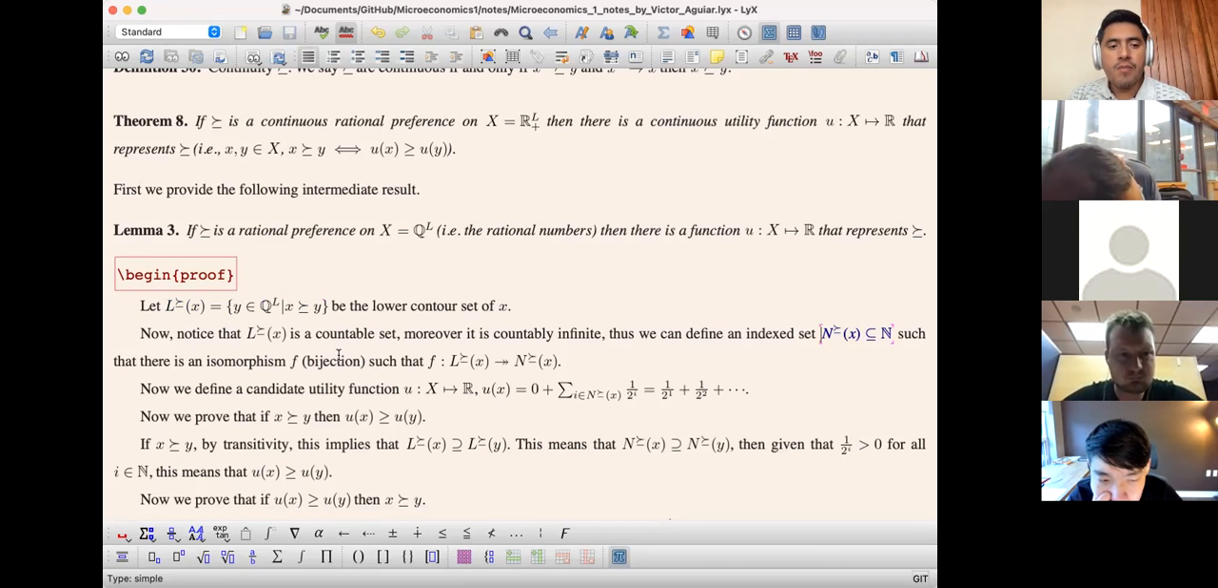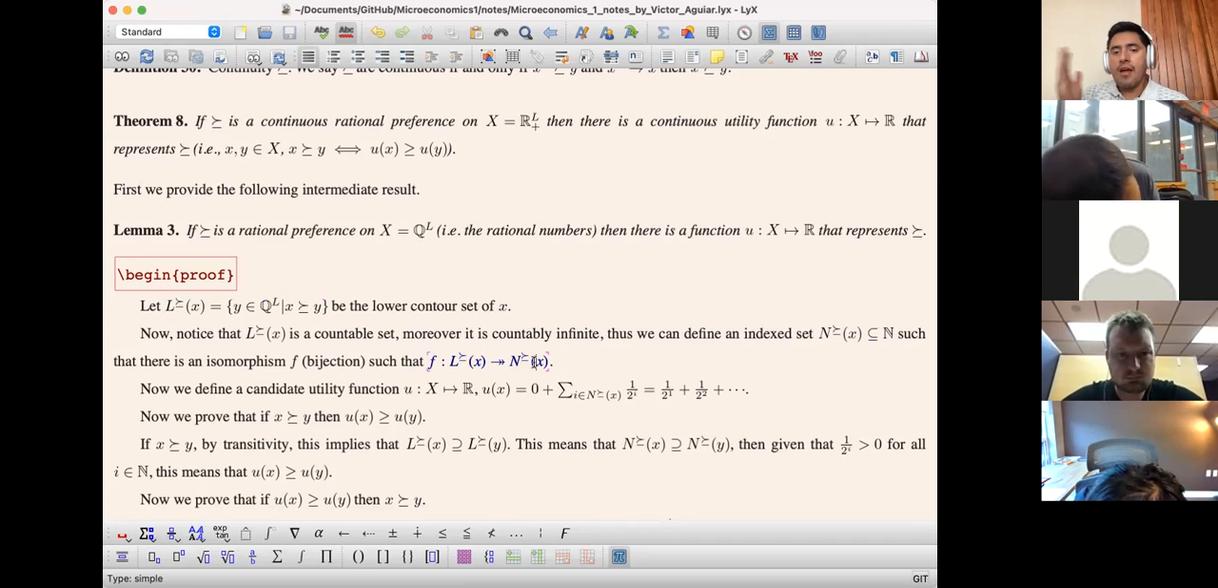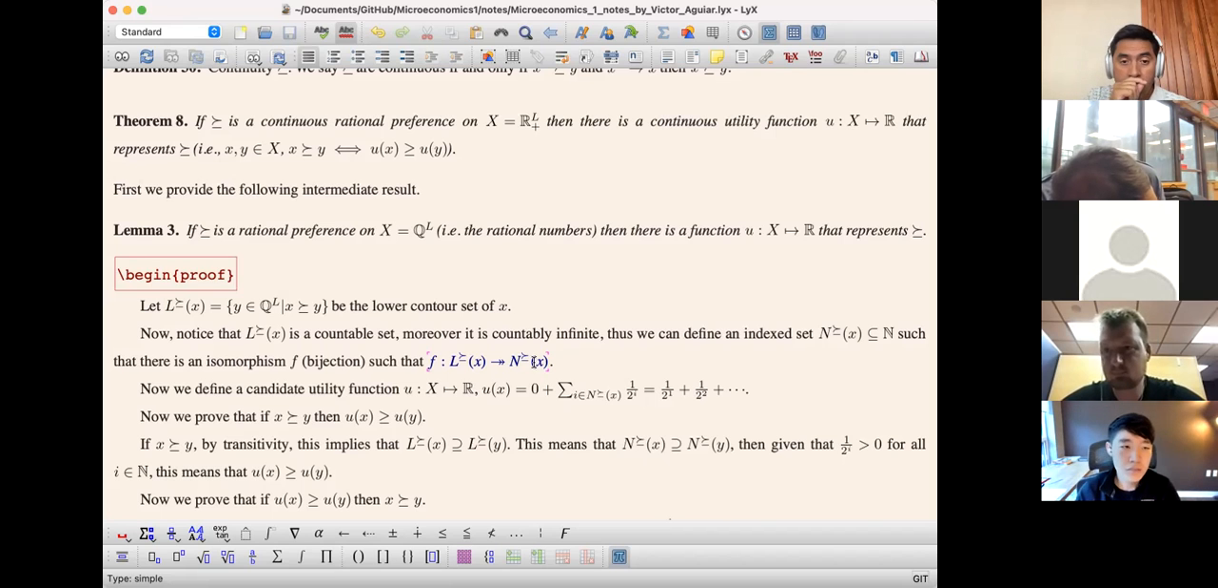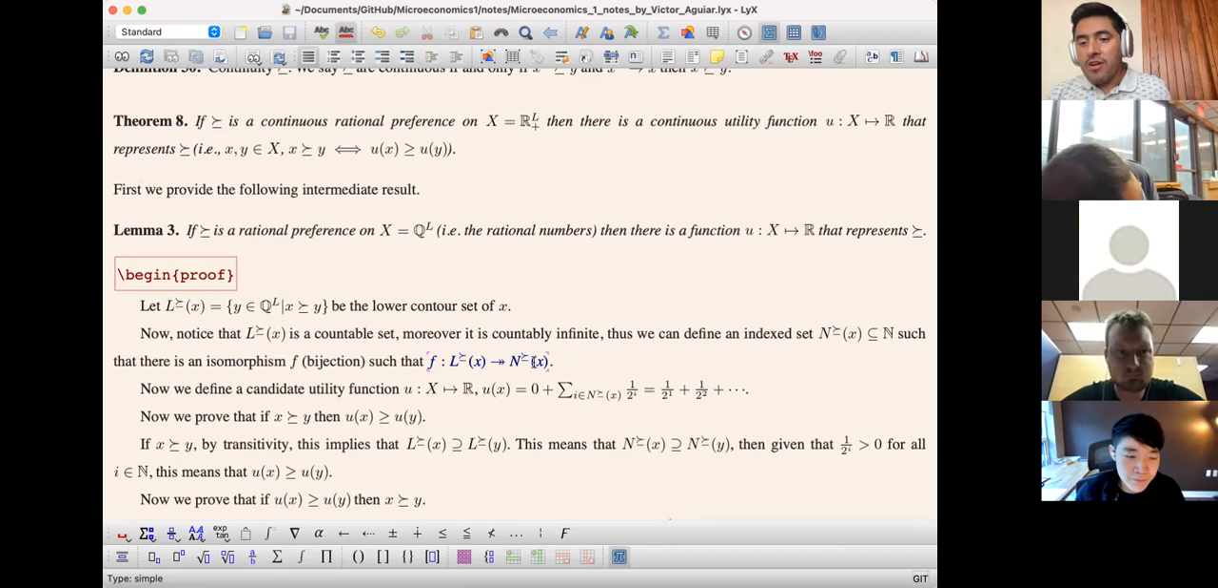Basically, there is going to be an isomorphism, or a bijection, between the lower contour set and the set of indexes. What I'm saying is I'm taking elements in the lower contour set and numbering them: 1, 2, 3, and so on, because this goes to infinity, but it still is countable. Now I'm going to create a utility, as before. Previously, remember, I was using a cardinality.